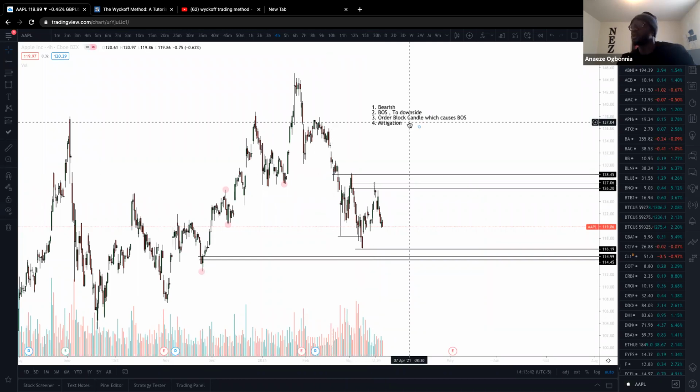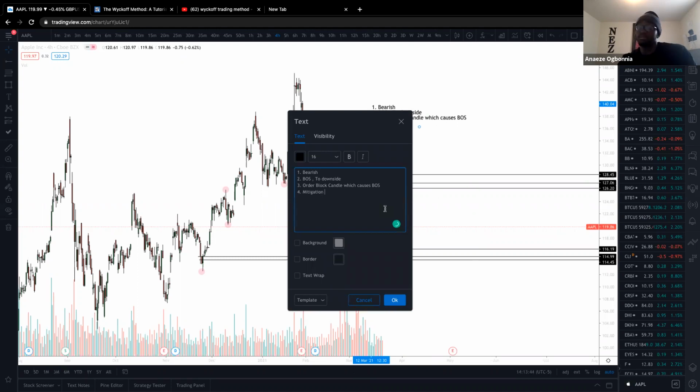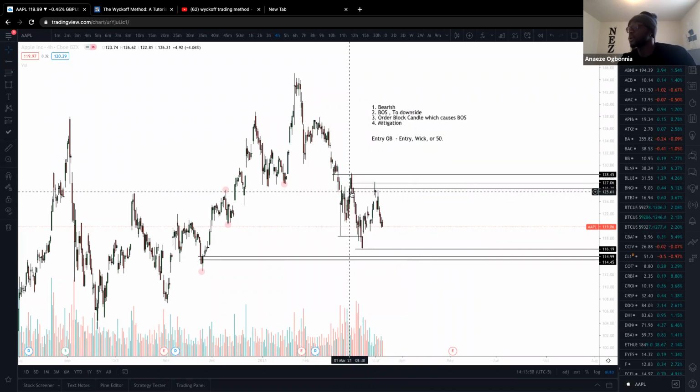Okay. So now where we're gonna enter, based off the order block, which is called OB. So basically, you enter at the entry, the wick, or the 50. And remember, I told you that's the wick, that's the 50, that's the entry. Since this is quite a big candle, it's a 4-hour time frame, you can see how this candle goes from 126 all the way to roughly 127. I would take the 50.